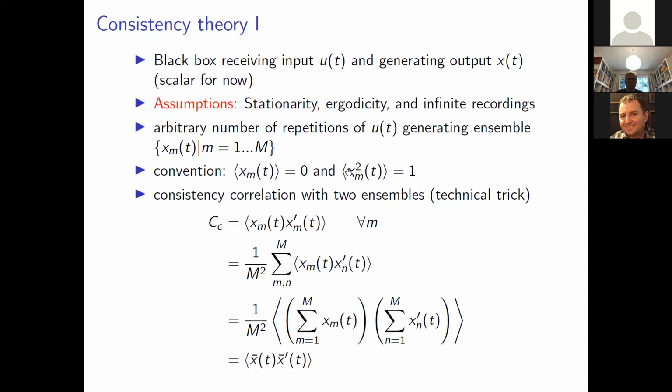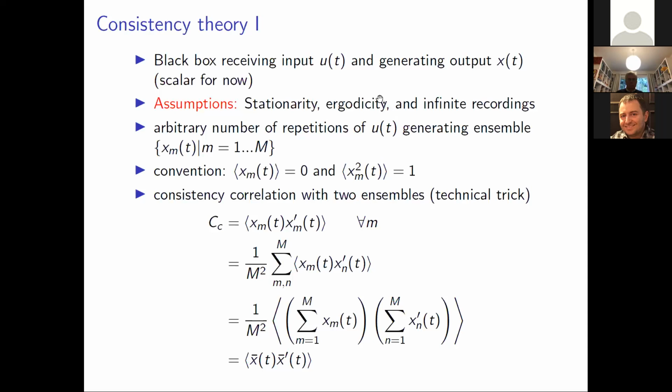And in this convention, the consistency correlation looks as simple as this. These angled brackets I'm using just as a temporal average, an average over time. It's not a scalar product. It's nothing that involves any normalization. Normalization is built into the x of t's. So this is just the time average. The fact that I'm taking here two ensembles, one without the prime and one with this prime, is just a technical trick. Actually, you can think of just one single ensemble of responses.